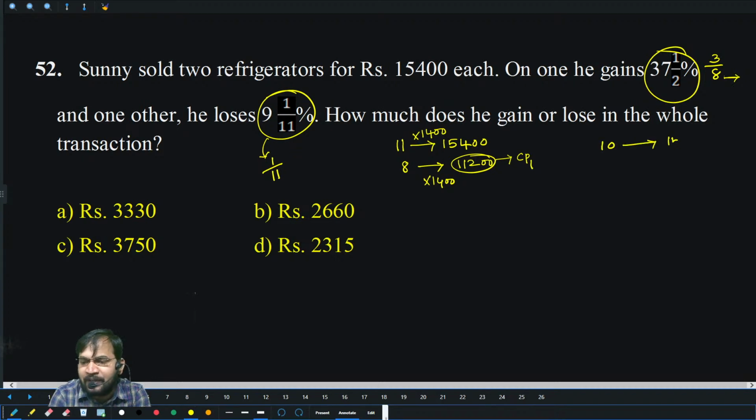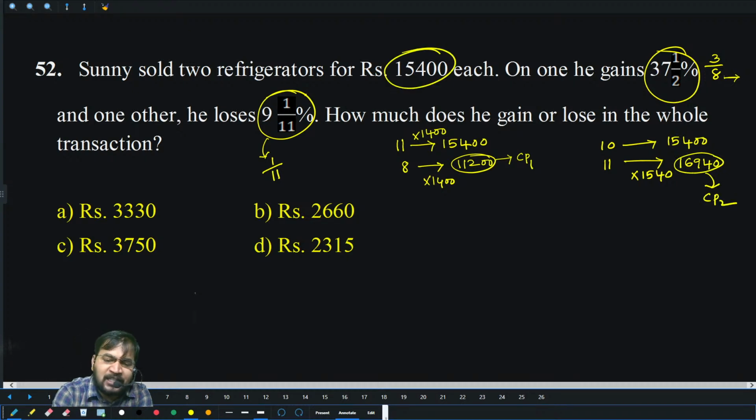10 parts is 15,400, then we need 11 parts. So 11 into 1540. 11 into 1500, 16,500. 11 into 40, 440. 440 plus 16,500 is 16,940. This is what? CP2.